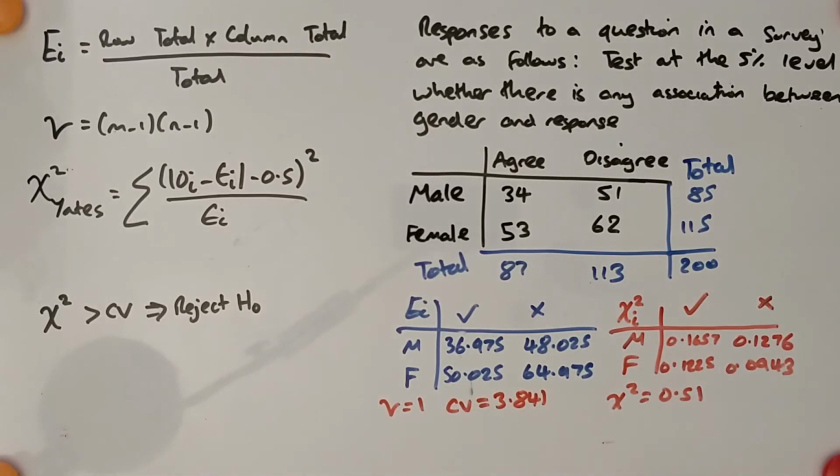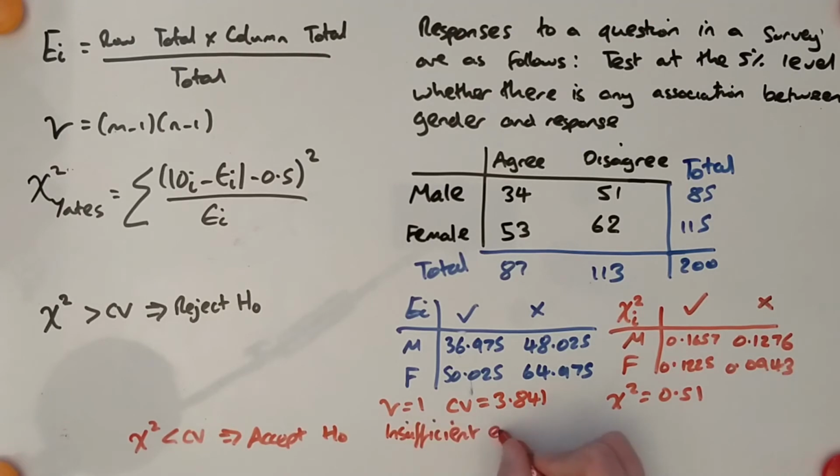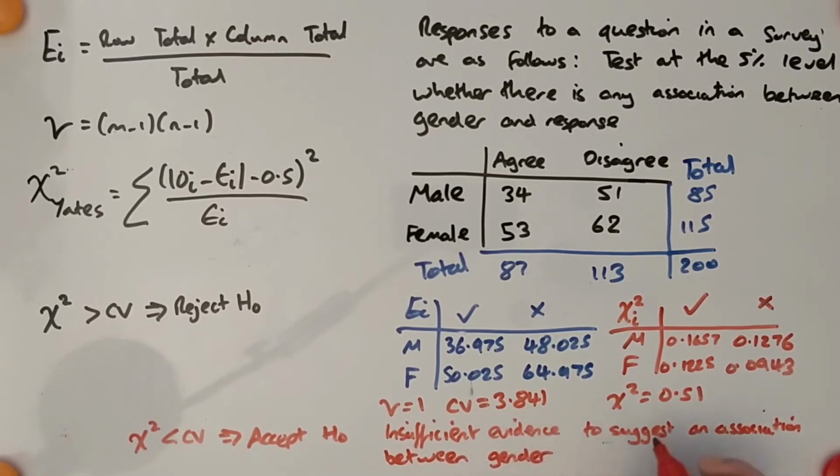Then we do the test as normal, so our chi-squared value is less than our critical value. That means we accept H0. So there is insufficient evidence to suggest an association between gender and response. Remember, you always have to put it into context.